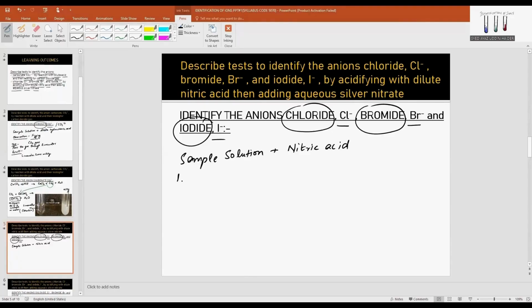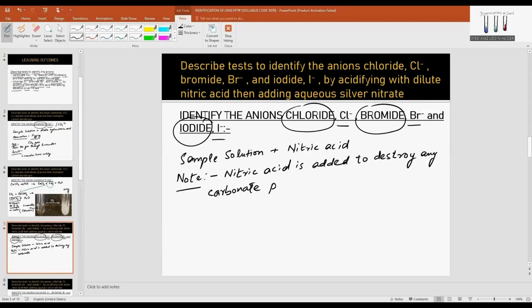Nitric acid is added to destroy any carbonate present in the solution, because this will otherwise interfere with the test of these anions. Silver nitrate solution is added then.